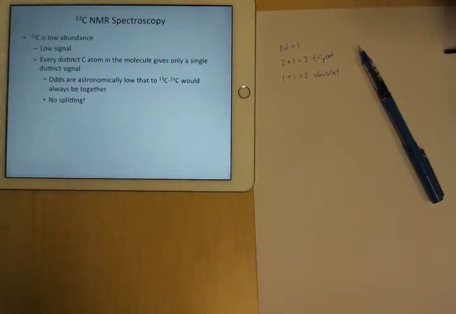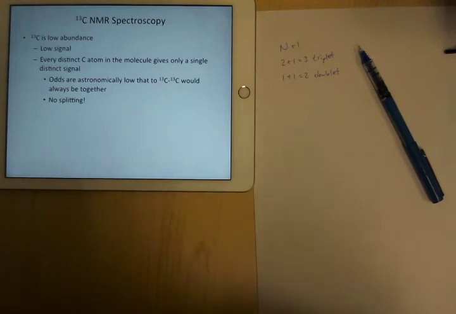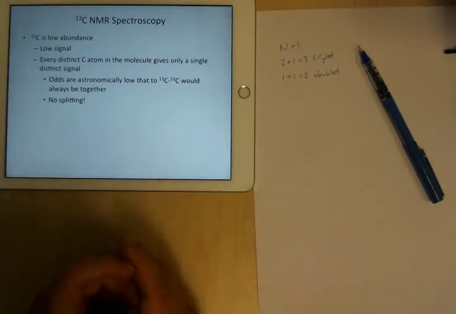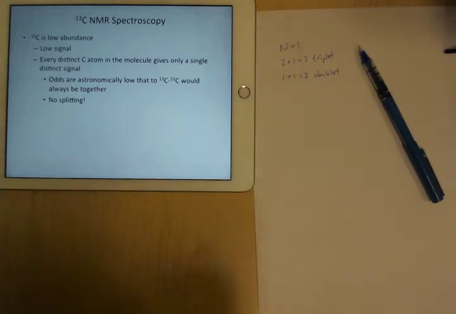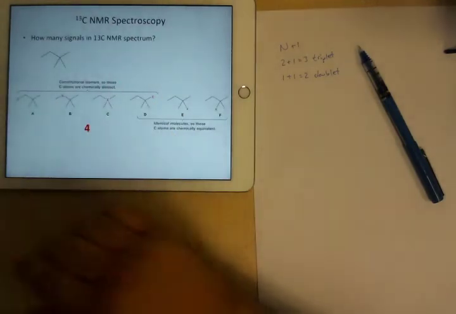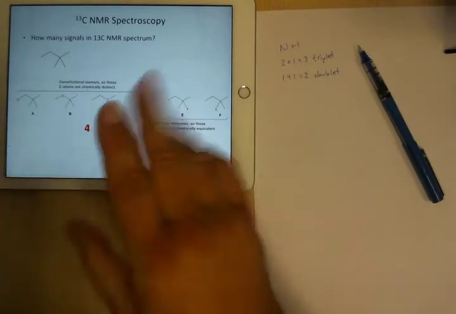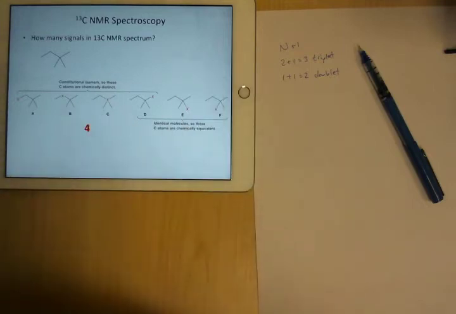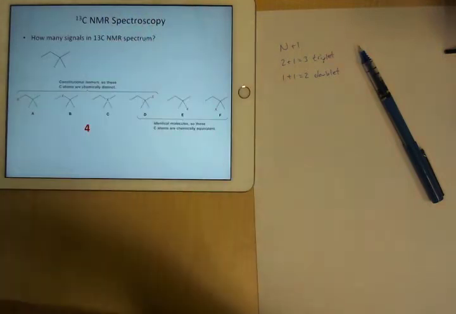But this is both good and bad. Because carbon-13 is in such low abundance, the likelihood of there being a whole lot of carbon-13s right next to each other is basically nil. So it's astronomically low. And so what we can assume is that every carbon-13 is just by itself. So you don't have to deal with splitting, which makes it simpler, but then you don't know what the neighbors are. It's simpler, but you don't have as much information.